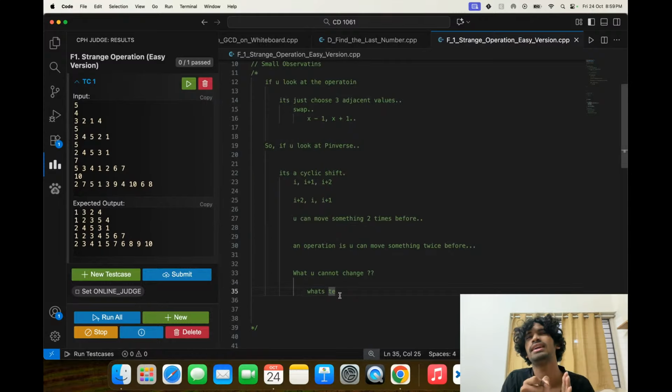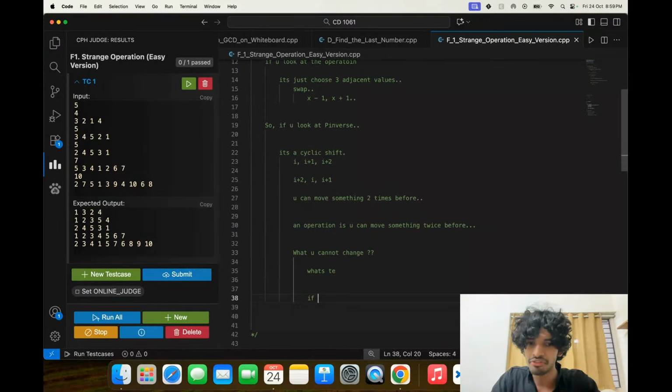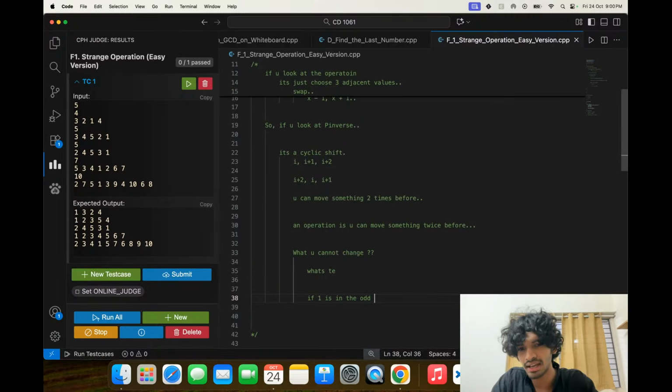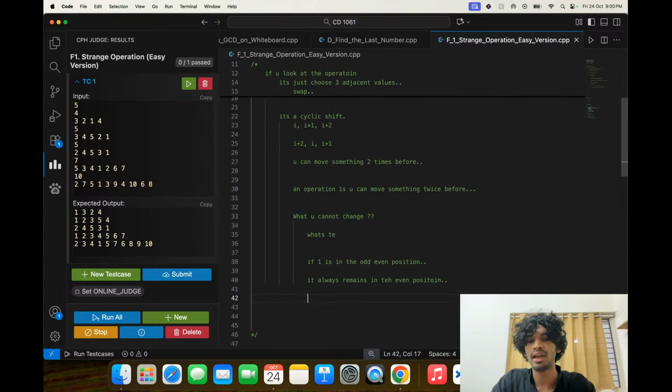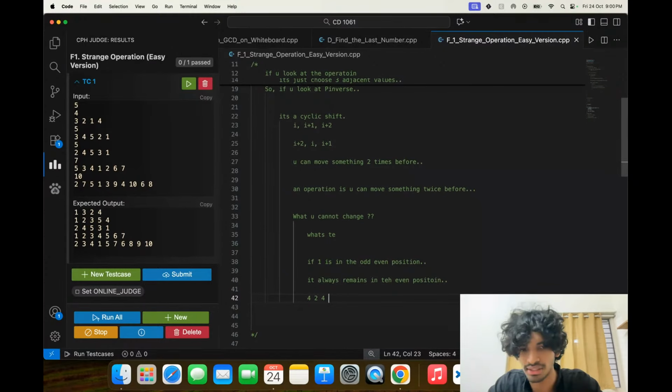If 1 is in the odd index, or in the even index, in the even position, it always remains in the even position. Okay, see, what this means is, let's say 1 is in the even position, right? So whatever you do, one can only come to even positions.